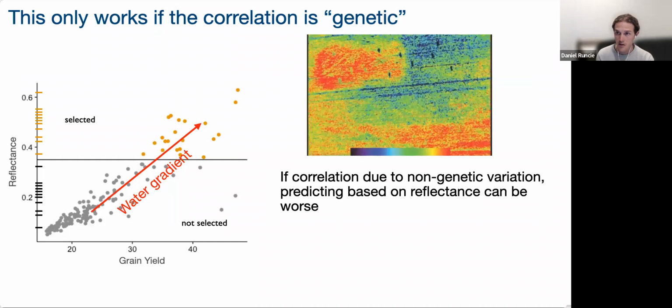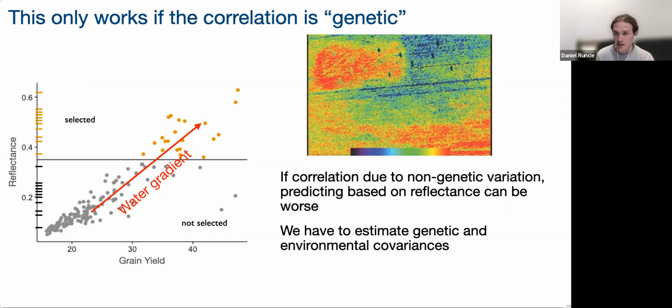However, the problem with this is that this correlation that we see here may be due to non-genetic variation, say something like a water gradient across the field, where we have patches in the field that get a lot of water and patches that get less water and are more stressed. If so, this correlation may not be telling us anything about which lines have the best genetics. In order to figure this out, we have to decompose these correlations between the correlations due to genetics and the correlations due to the environment.